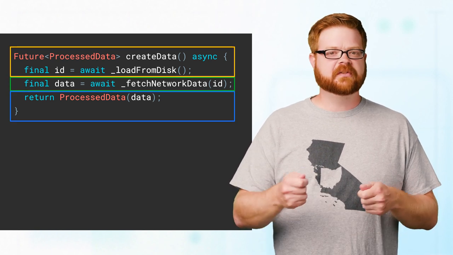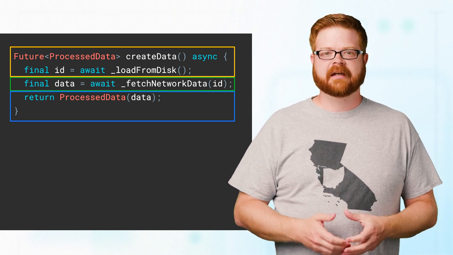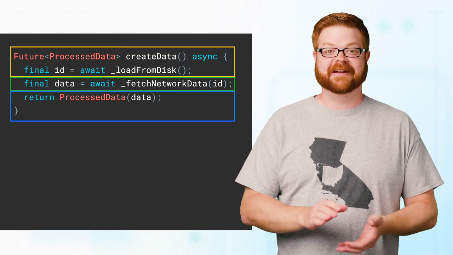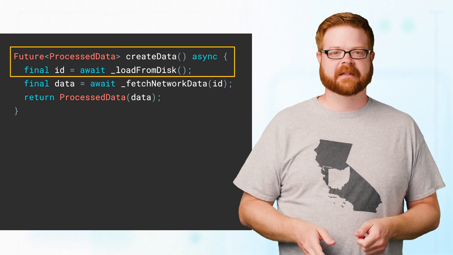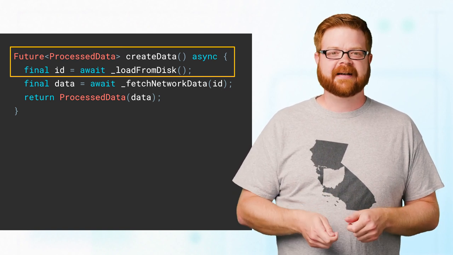Here, you can do the same thing by breaking the code after each await expression. So we get this nice line-by-line progression. Let's run it. Create data starts executing and hits that first await. At that point, it returns its own future to the calling function and invokes load from disk. Then, just like before, it waits for that file IO event from the disk.